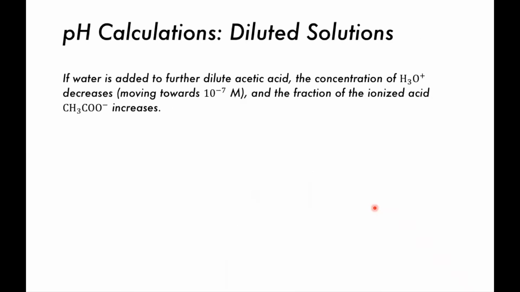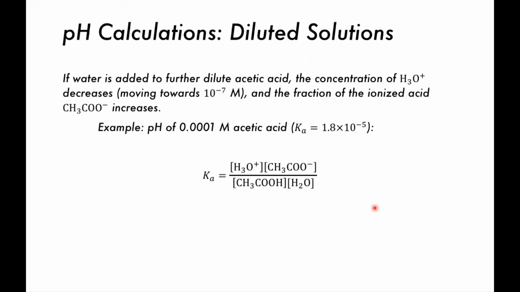So, pH calculations of diluted solutions. If water is added to further dilute acetic acid, the concentration of hydronium ions decreases. And so we're moving towards this value of the water auto dissociation hydronium ion concentration of 10 to the minus 7 molar. And so the fraction of the ionized acetic acid will increase. An example of that is given here. So we have a very, very dilute acetic acid solution.